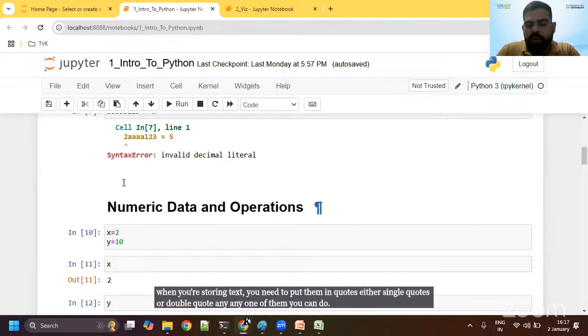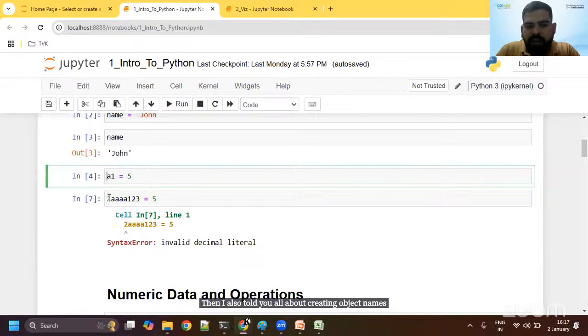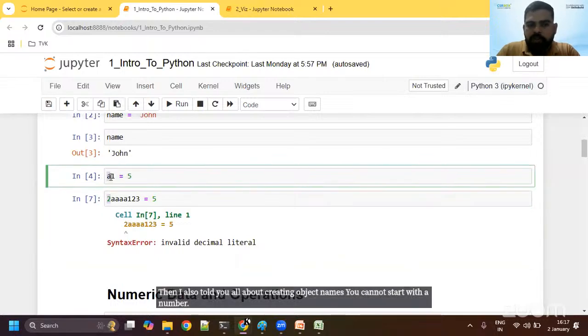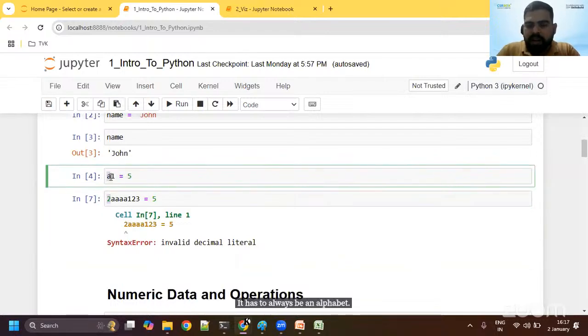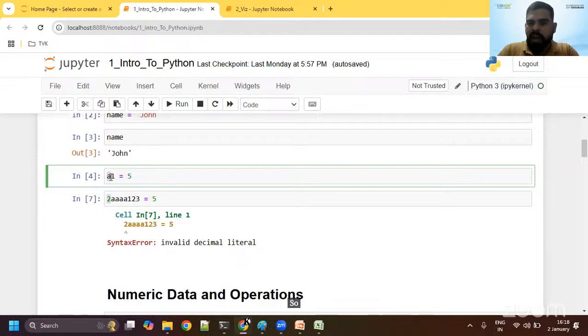Then I also told you all about creating object names. You cannot start with a number. It has to always be an alphabet. After that, it can be anything. It can be an alphabet, can be a number or anything. It doesn't matter. So you need to start with an alphabet.